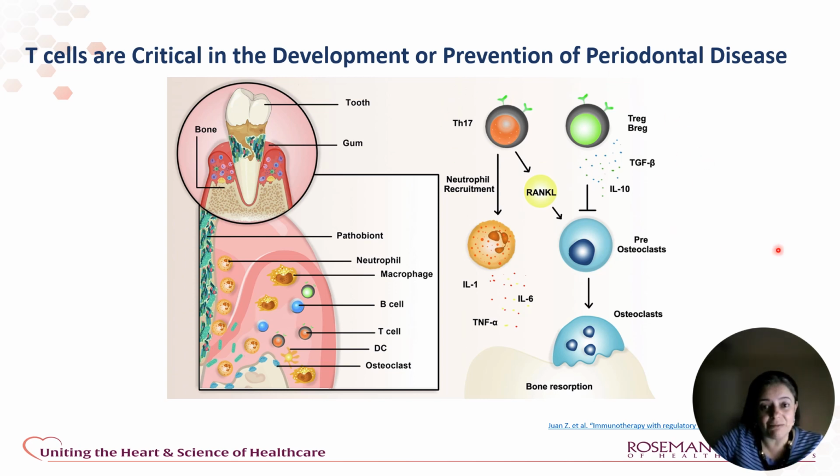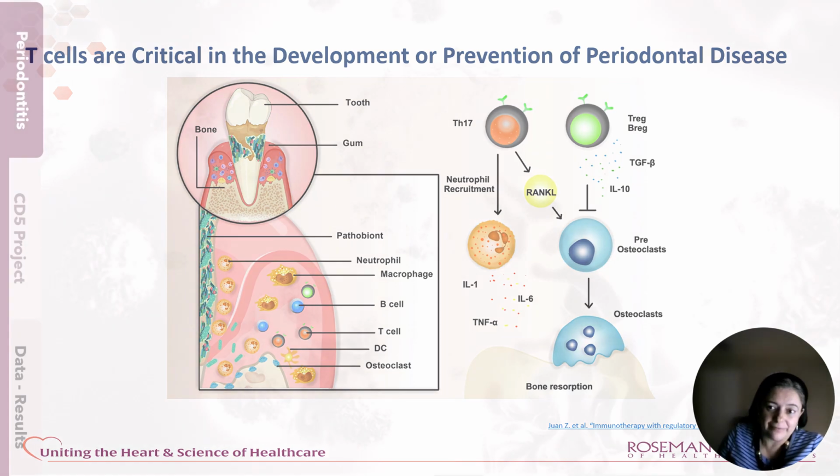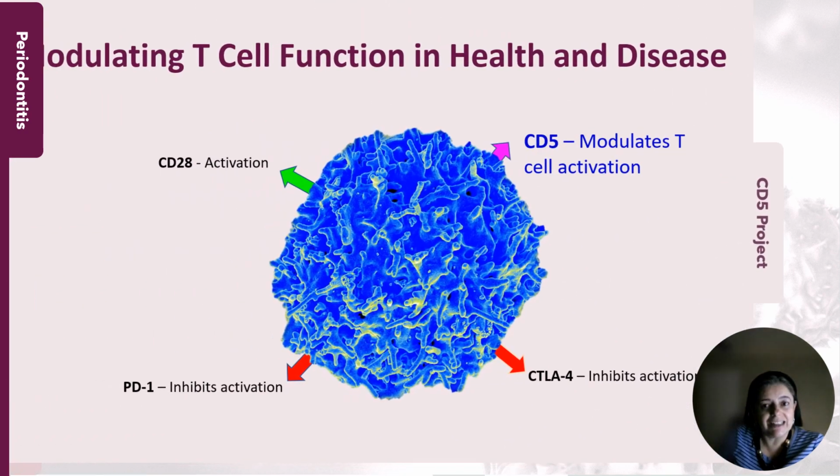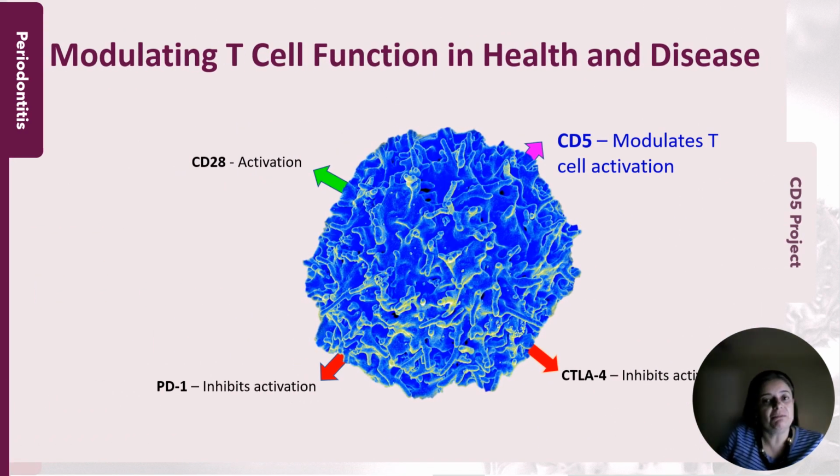Because of the importance of these populations, we were wondering how we can modulate T cell responses in periodontal disease. So we came up with a hypothesis. First, let's see the different proteins that appear on T cells and contribute to T cell function. We have CD28, which contributes to activation. We have PD1 and CTLA4, which control the activation process, sometimes in a negative way. Those are the ones that are more known.